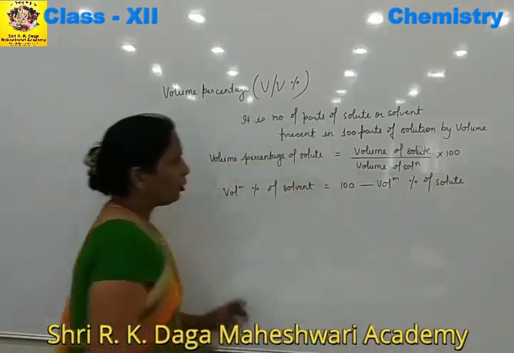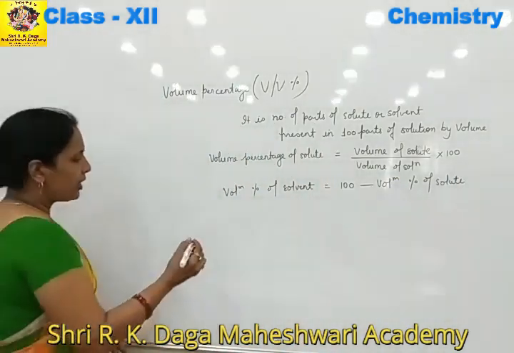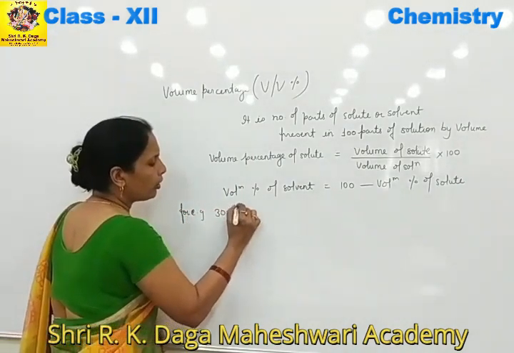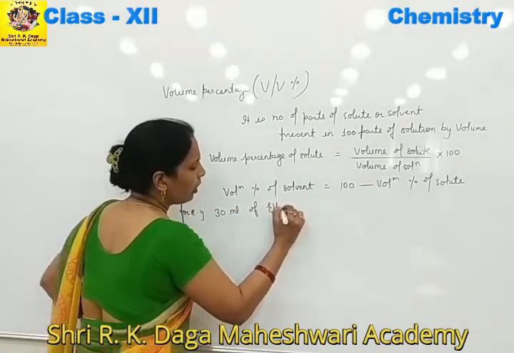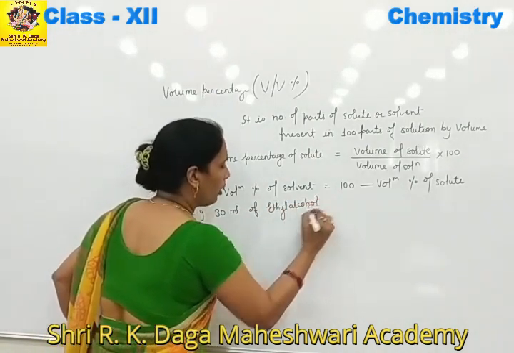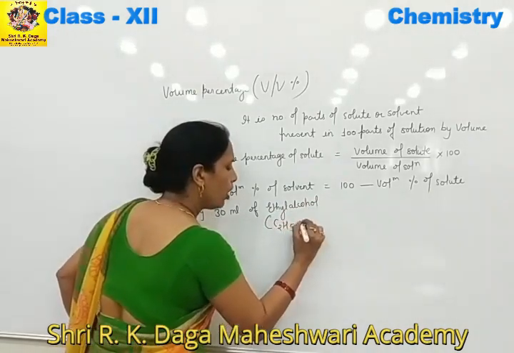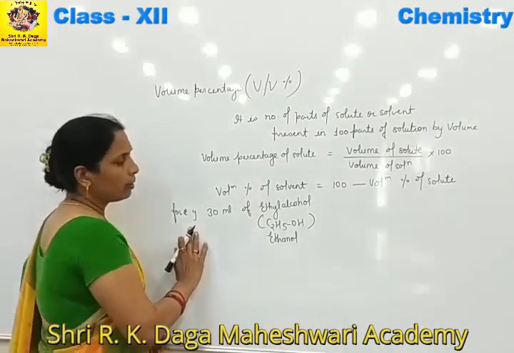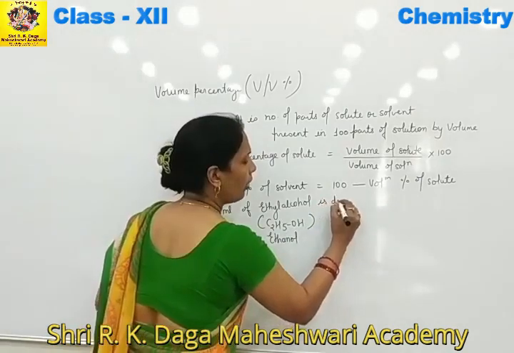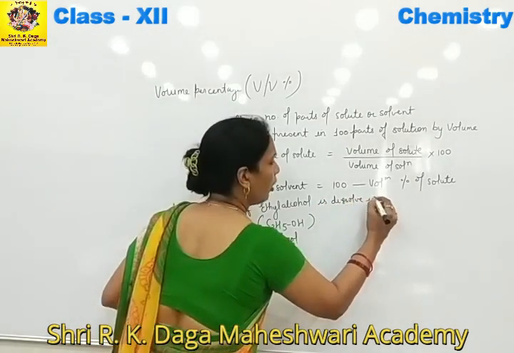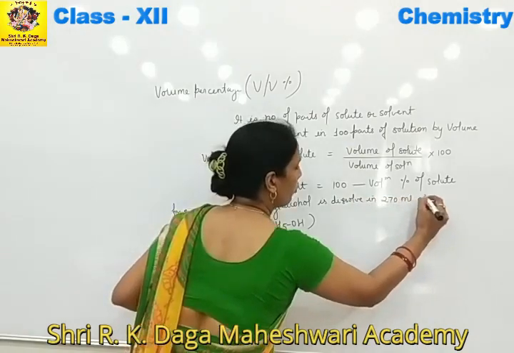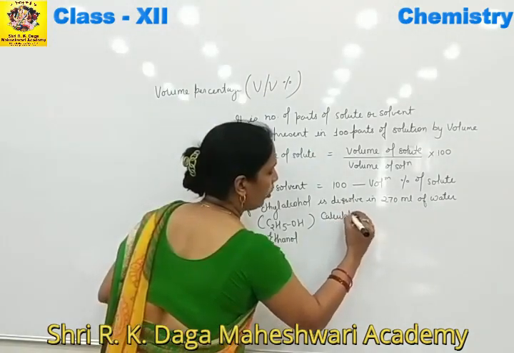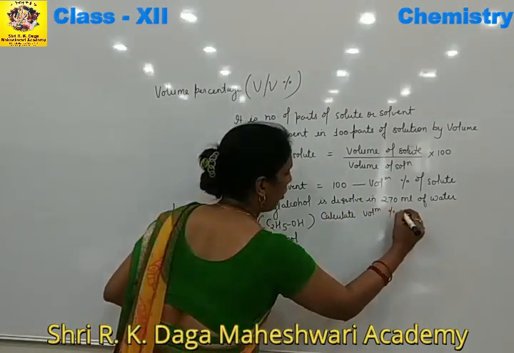I am taking one example of the volume percentage here. For example, 30 milliliter of ethyl alcohol. What is the formula of ethyl alcohol? C2H5OH. And what is its IUPAC name? Its IUPAC name is ethanol. Okay? For example, 30 ml of ethyl alcohol is dissolved in 270 ml of water. Then calculate volume percent of alcohol.